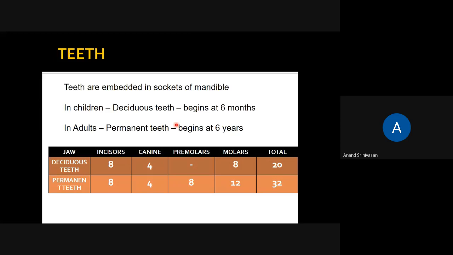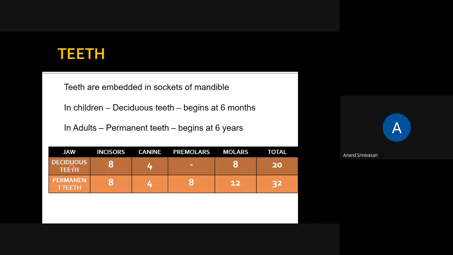The teeth are located inside the mandible and the maxilla. In children, they are called milk teeth or deciduous teeth, because they fall off. They start at the age of 6 months. Then after 6 years, the permanent teeth begin in adults. These are the numbers of deciduous teeth and permanent teeth.